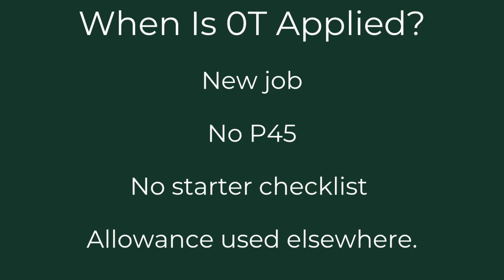0T is usually temporary, applied when HMRC has insufficient information to issue a correct tax code. This commonly happens when starting a new job without providing a P45, not completing a starter checklist, or when HMRC needs time to process a change in your circumstances.